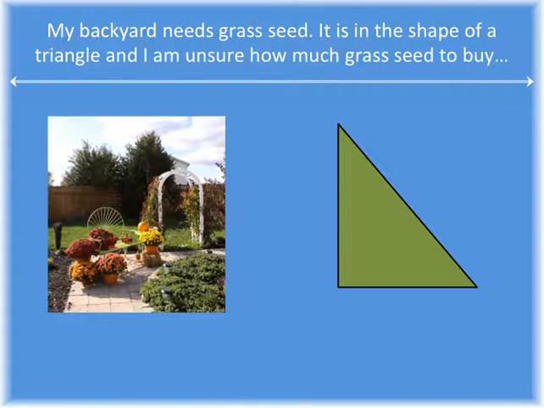So let's take a look at our backyard as this shape of a triangle. And we're going to say the height or the length of this triangle is 15 feet. And then we're going to say the width of this triangle is 10 feet.